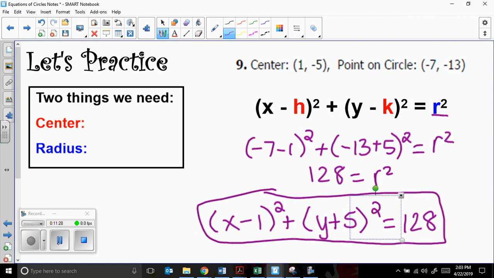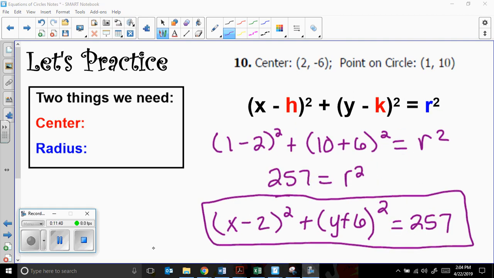So now go ahead and pause the video and you try the next two on your own, and then come back and check. All right, so if you look here, you should have gotten (x minus 2) squared plus (y plus 6) squared equals 257.